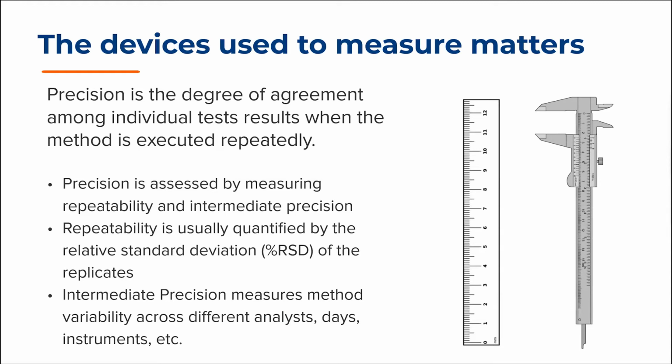In method validation, we measure precision through two experiments, repeatability and intermediate precision. The repeatability experiment is akin to making repeated measurements of the diameter of a quarter with the caliper shown in this slide. Intermediate precision is a measure of how precisely two different people using two different calipers can measure the diameter of the same quarter. We'll go into more detail on how precision is measured in the next couple of slides.